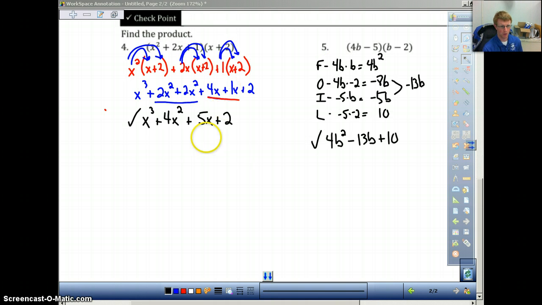All right, so for the first one, again, if you take x squared and multiply by x plus 2, 2x multiplied by x plus 2, and then 1 multiplied by x plus 2, you should have gotten everything you see here and simplified to be x to the third plus 4x squared plus 5x plus 2. In the second one, I did the foiling method because we had two binomials. So our first was 4b times b, our outer was 4b times negative 2, our inner was negative 5 times b, our last was negative 5 times negative 2. And again, combining all of that together, you should have gotten 4b squared minus 13b plus 10.